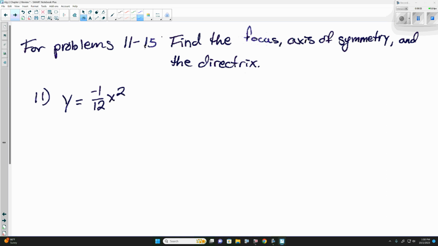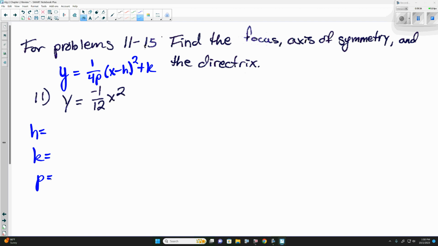Now, with any of these here, we need to match it up to the general form. Now, there's one of two forms that we have for these here. Either y equals 1 over 4p times x minus h squared plus k, or x equals 1 over 4p times y minus k squared plus h. So it only comes in one of two forms. And for these here, we're wanting to find the values of h, k, and p. So we can use those to find the focus, axis of symmetry, and directrix.